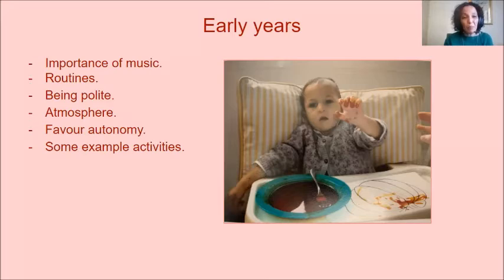Well, what is important for the early years and what are we using at home at present? Music is important, not only in the early years but all through life, and we've been using it since Victoria was born. We were advised by the neuropediatrician to play lots of classical music for her, and that's what we've been doing, and it has helped tremendously. Another very important thing is routines. We should also teach them to be polite because we live in a society, and favor autonomy. They should become as autonomous as possible. And I also believe that the atmosphere in which we create all these activities, we play with them, we help them, should have certain characteristics. We're going to see later on.